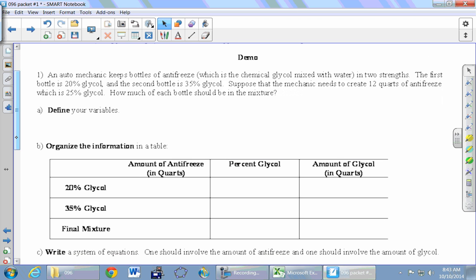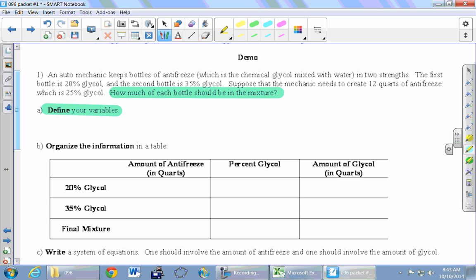Part A says define your variables. So again, to figure out what the variables should be, where do we go in the problem? It's the very last part, which is the question. It says how much of each bottle should be in the mixture. So I'm going to call it, what am I going to call it? Low and high, I guess. So I'll let L equal the amount of 20% antifreeze.